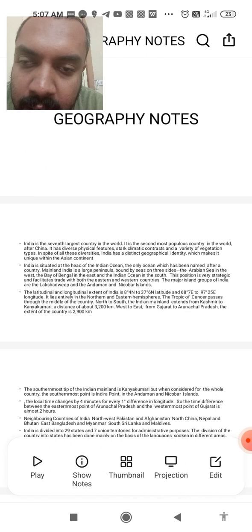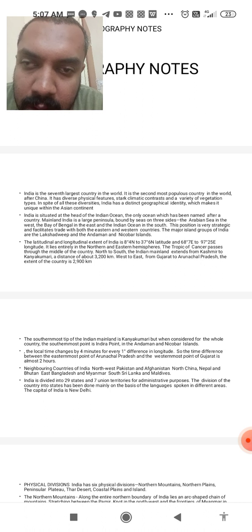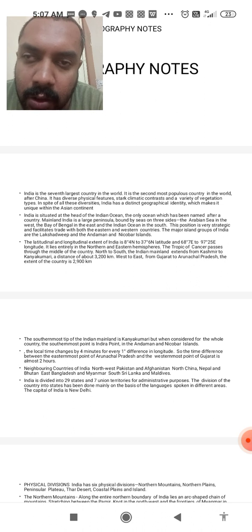India is at the head of the Indian Ocean, the only ocean which has been named after a country. Mainland India is a large peninsula bound by the seas on three sides: the Arabian Sea in the west, the Bay of Bengal in the east, and the Indian Ocean in the south. The position is very strategic and facilitates trade with both eastern and western countries. The major island groups of India are the Lakshadweep and the Andaman Nicobar Islands.